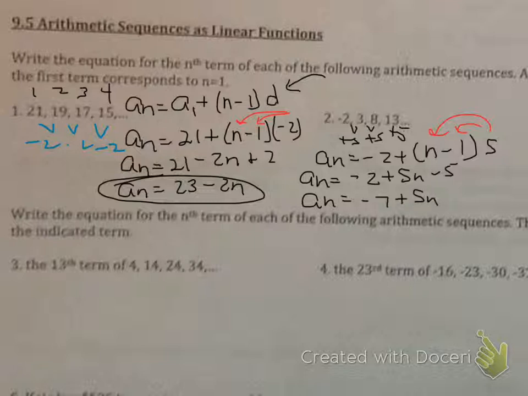And again, we could test it. We could pick the second number. 2 times 5 is 10, minus 7 is the second number, 3. Yes, it is. So this is my equation.